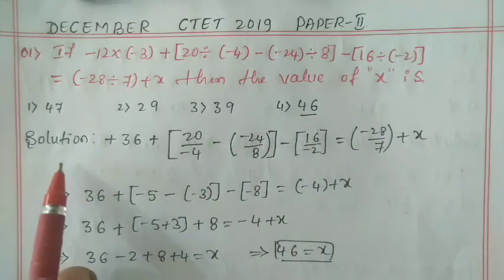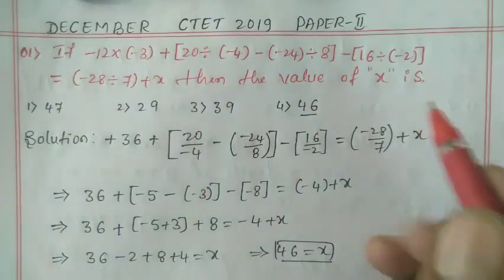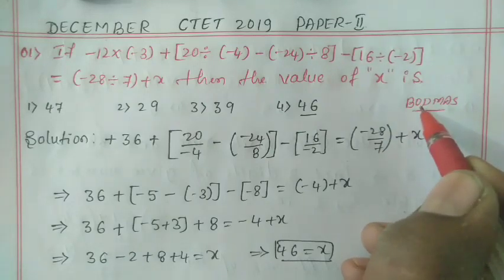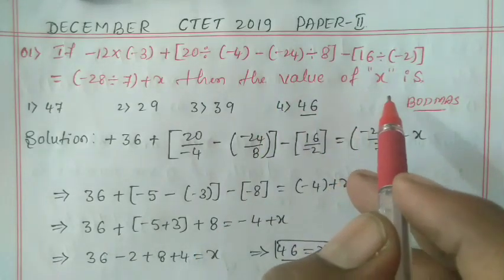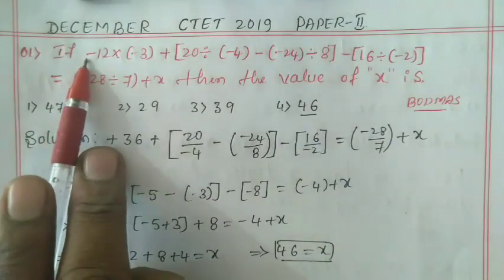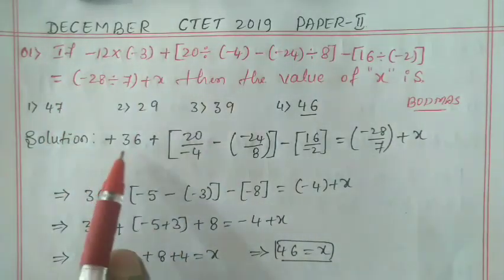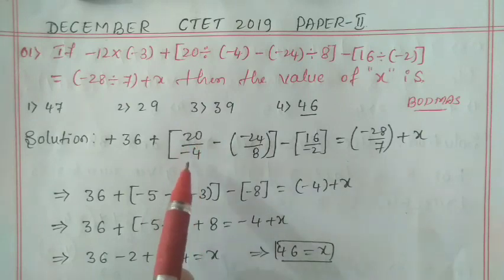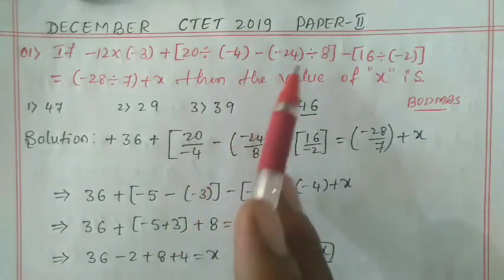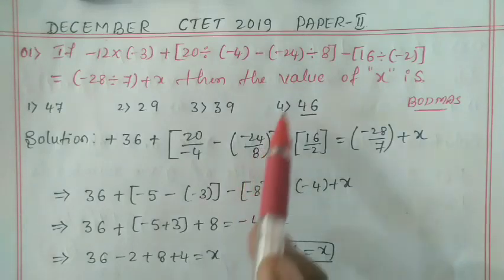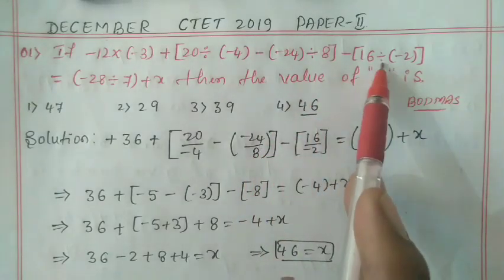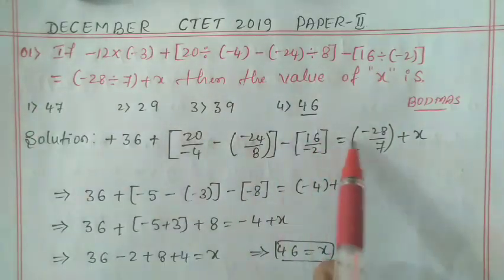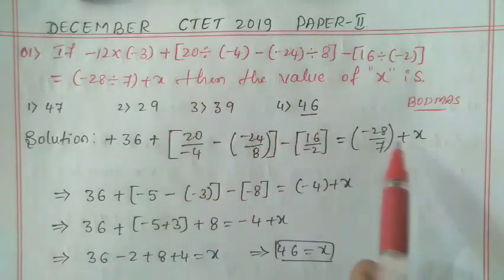Next you can write here the solution. After that you can use the BODMAS method, which you already know. Using this you can find the value of x. So you can multiply here: minus into minus is plus, 12 × 3 is 36, plus 20 ÷ -4, minus of -24 ÷ 8, minus of 16 ÷ -2, which is equal to -28 ÷ 7 plus x. You can write this as it is.